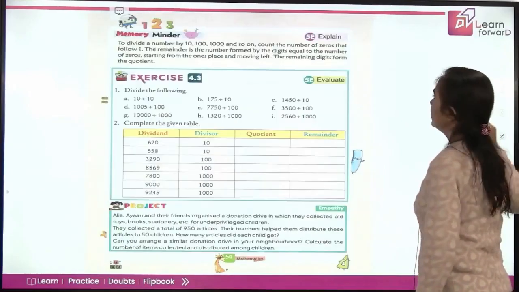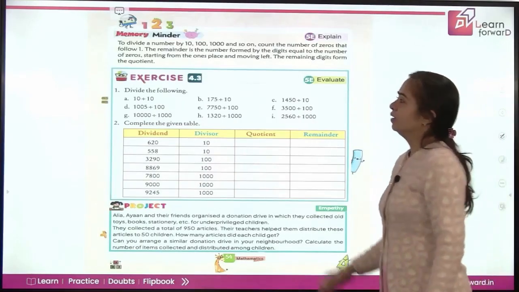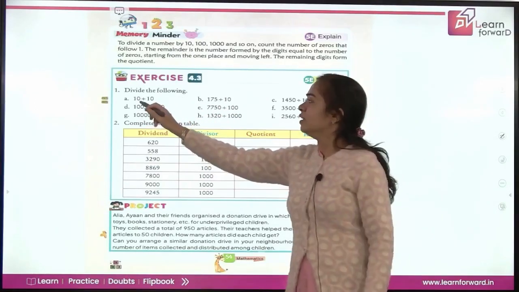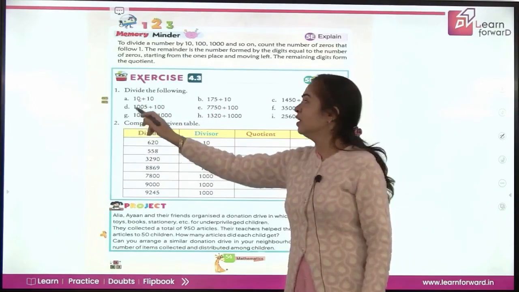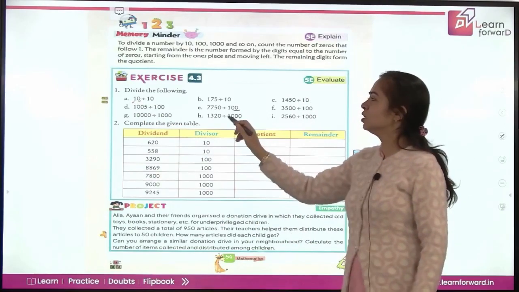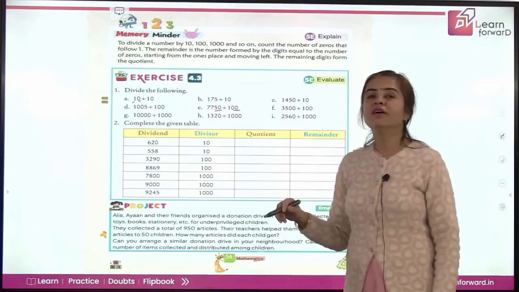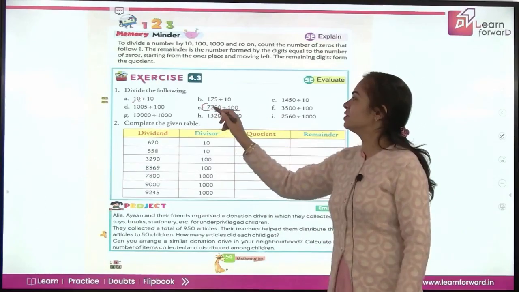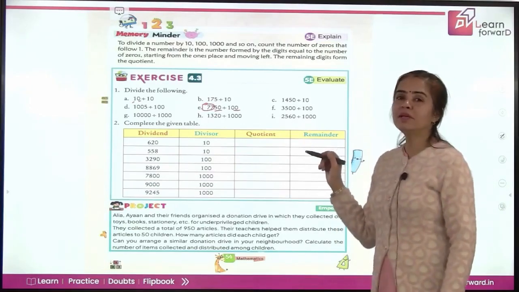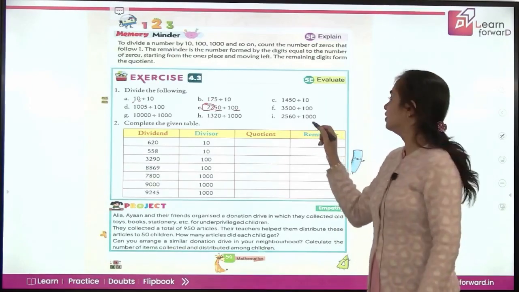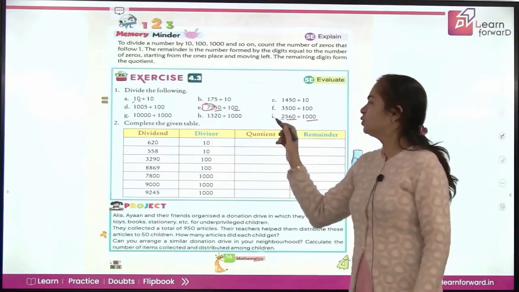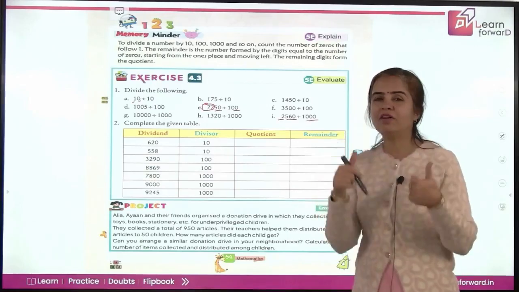Let's move ahead. If you have to divide by 10, this is your remainder and just 1 is your quotient. Let's look at this one, 2 zeros, so 50 is your remainder and 77 is your quotient. This one, what is the remainder? How many zeros? 3 zeros. Good. 560 is the remainder and 2 is the quotient. You have all become experts in it.